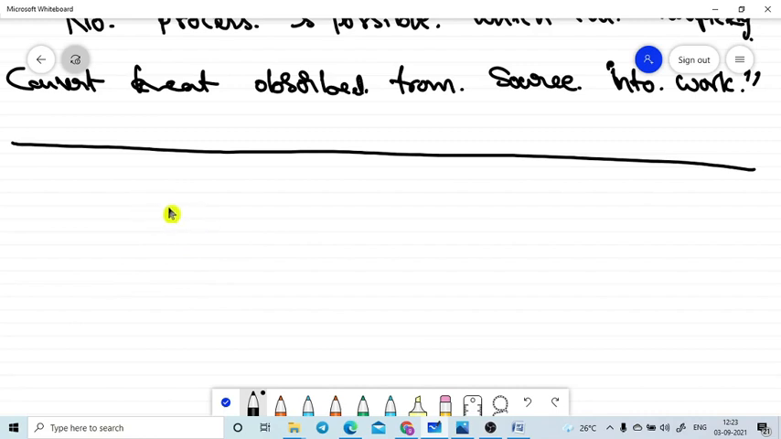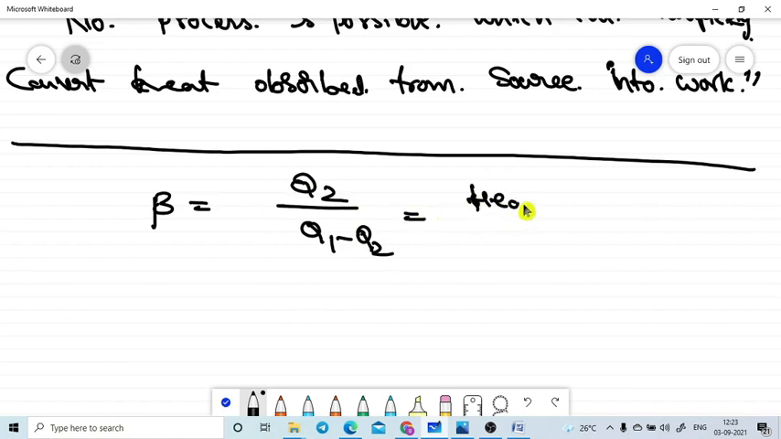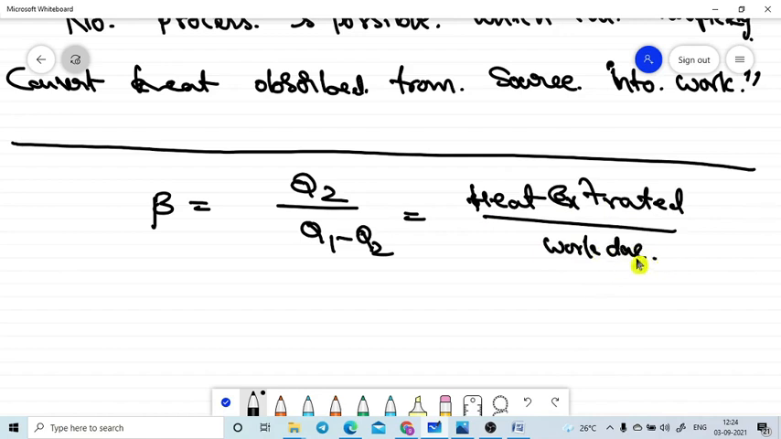It will tell the limits. So the refrigerator beta is equal to... will you please repeat? The beta value is equal to Q2 divided by Q1 minus Q2, that is equal to heat extracted divided by work done. This beta is nothing but the coefficient of performance of the refrigerator.